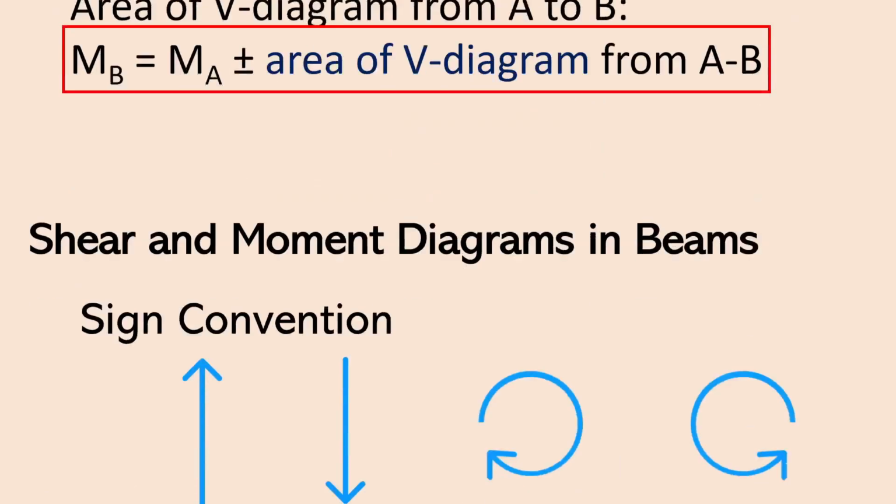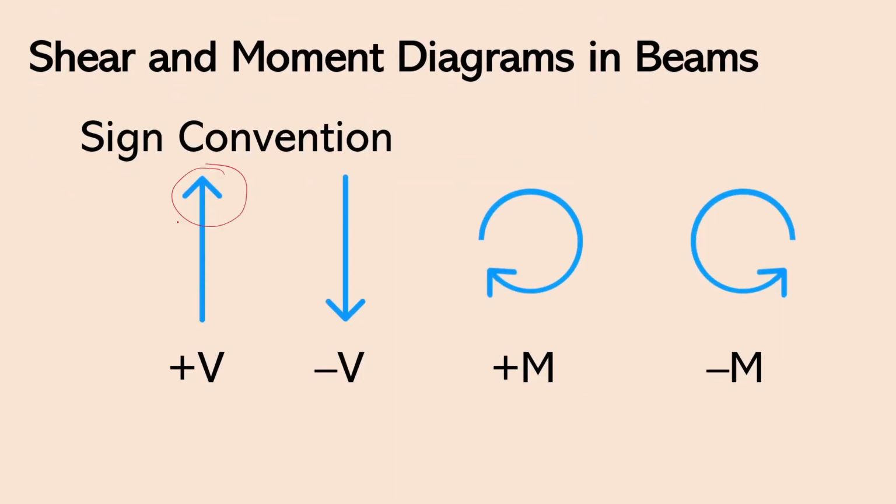And so let's proceed sa sign conventions natin. An upward force corresponds to a positive shear. And then a downward force corresponds to a negative shear. And then clockwise moments are positive and then counterclockwise moments are negative. And so yan yung fundamental conventions natin.